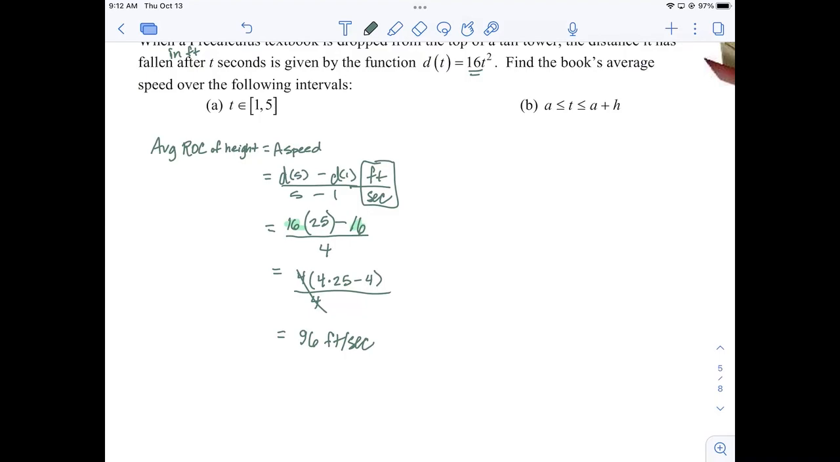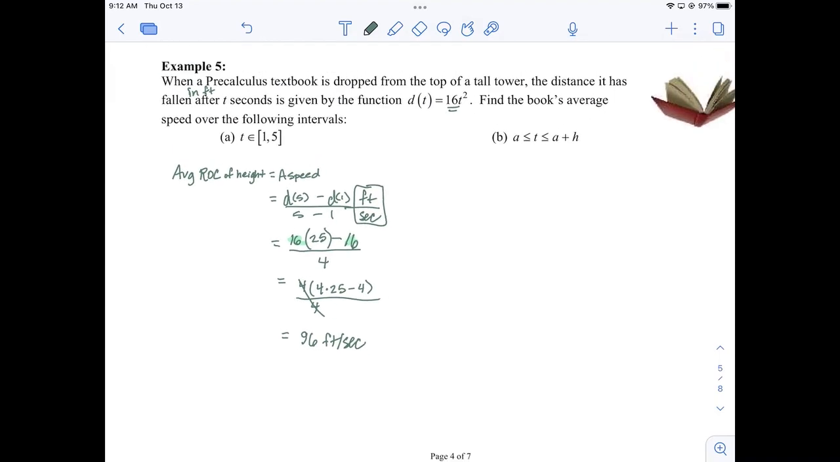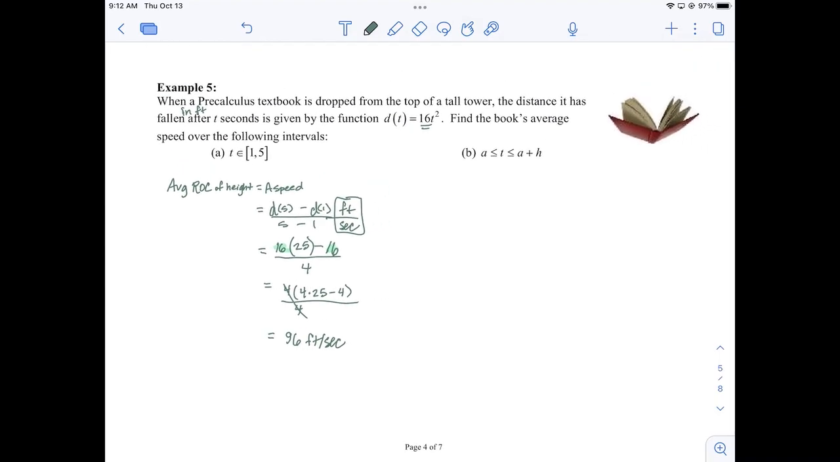Now, does that mean it was going 96 feet per second the whole time? Heck no. We don't know what it started. It's dropped, so I guess it started off with 0. And if it started at 0, it had to end up going faster than 96, right? By the end? Yep. Sure did. Did it have to be going 96 feet per second at least once, do you think? Yeah, it did. And that's something called the mean value theorem. We'll talk about that in greater detail.